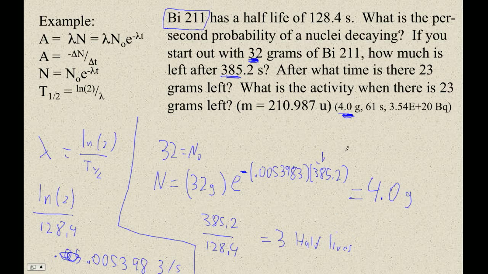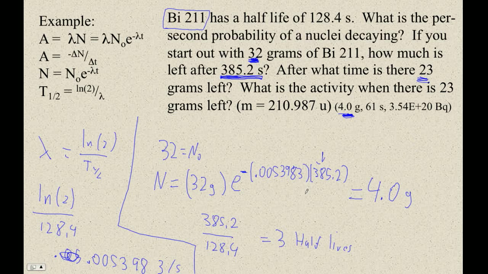Okay, so look for that on tests. They'll tend to give you integer multiples of half-lives, and even if it's not an integer multiple, you can do a lot of stuff on multiple choice tests. Say, okay, it's between 2 and 3 half-lives, so it's between 1/4 and 1/8 of the original amount, right? Okay, so now we want to do, after what time is there 23 grams left?